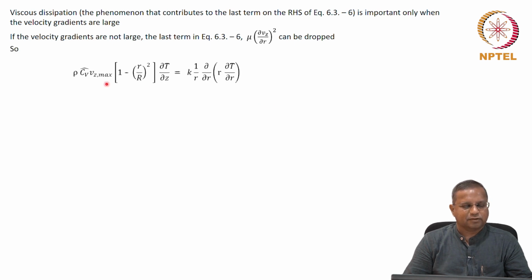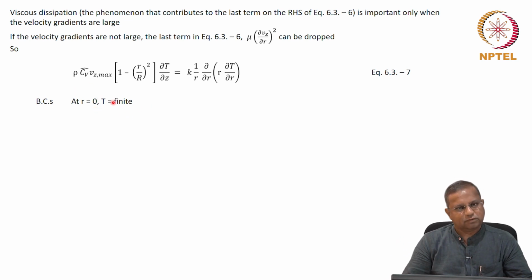So if you drop that, your equation just becomes this: rho CV hat Vz max 1 minus R by R squared dou T dou Z equals K 1 by R dou R R dou T dou R. This is equation 6.3-7, under one more assumption, that the viscous dissipation is not large. Of course, you need boundary conditions to solve variation of T with Z, variation of T with R, and so on. So at R equals 0, the center line, the temperature is finite, and therefore dou T dou R equals 0. That you know already. Standard boundary condition by now.